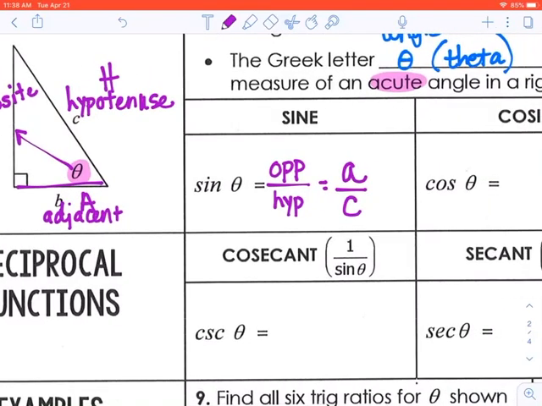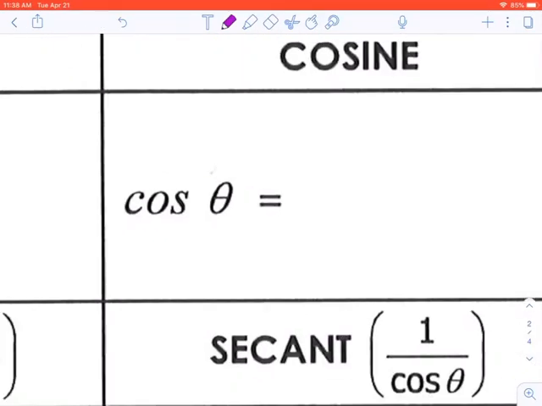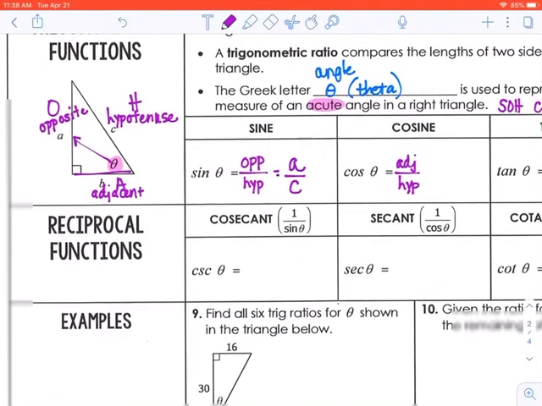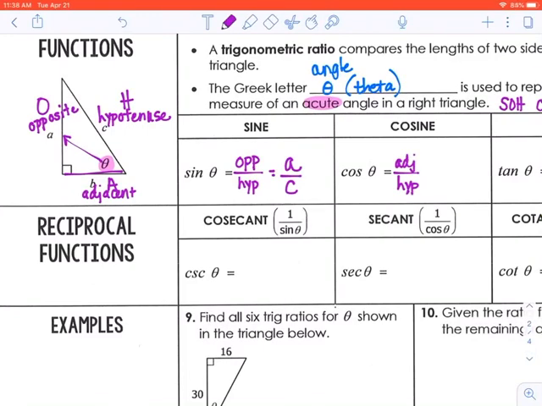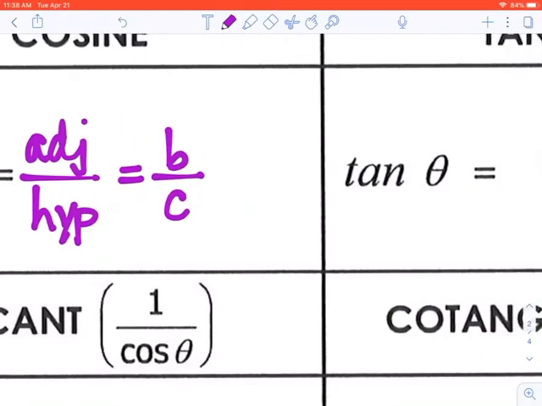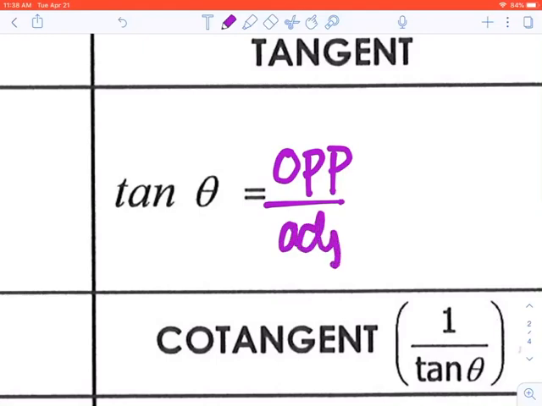Okay. Now cosine in SOHCAHTOA is the CAH. So it's defined by being the adjacent over the hypotenuse. Okay, so if I look at my triangle, the adjacent piece is going to be B and the hypotenuse is C. So cosine is going to be the ratio B over C in this triangle. And then tangent in SOHCAHTOA is the opposite over the adjacent. It's the TOA part. So by definition, we have opposite over adjacent.